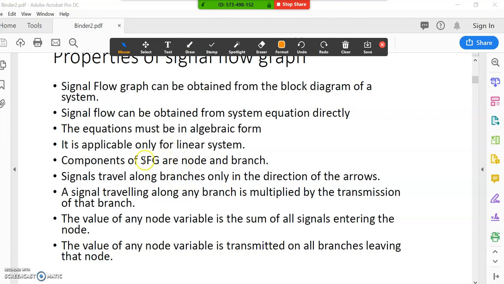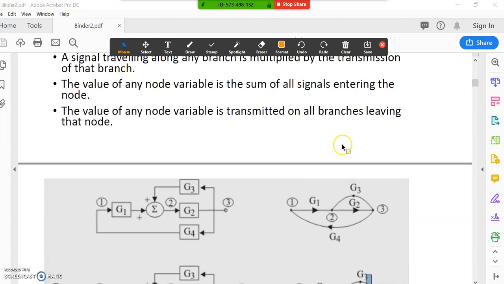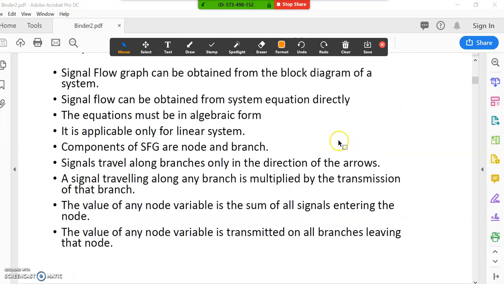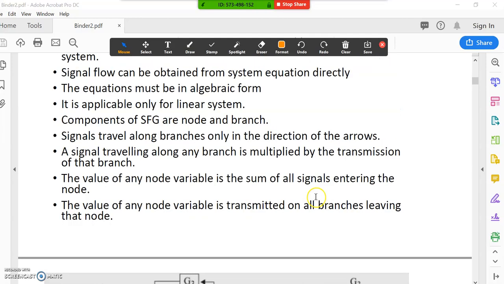The components of the signal flow graph are the nodes and branches. In this diagram, these are the nodes here, 1, 2, 3. They are called the nodes, and these lines are called the branches. The line which is coming from 1 to 2 is called a branch. 2 to 3, they are all branches which represent the signal flowing. The signal travels along any branch, and it is multiplied by the gain. If there is any gain, the signal gets multiplied by the gain represented above.